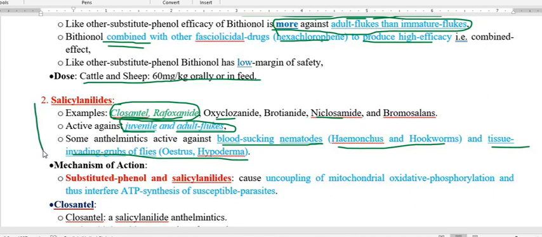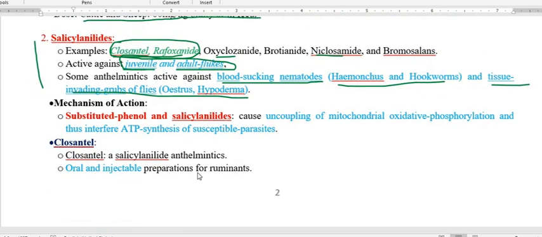Now we have to go through the mechanism of action. Regarding the mechanism of action, as a group they have the same mechanism as the substituted phenols that we already discussed: uncoupling of mitochondrial oxidative phosphorylation in susceptible parasites. Therefore it interferes with ATP synthesis, leading to ATP deficiency and finally to parasite death.